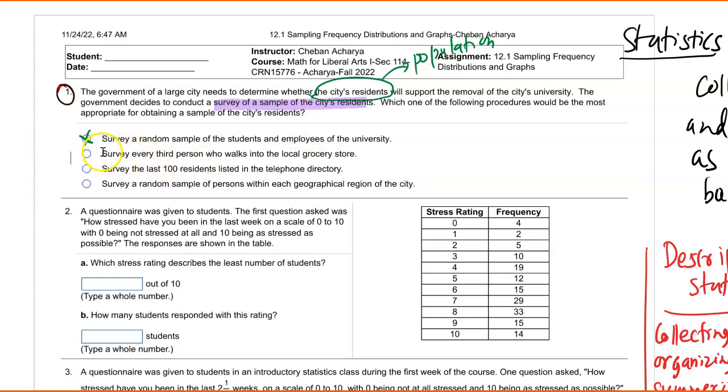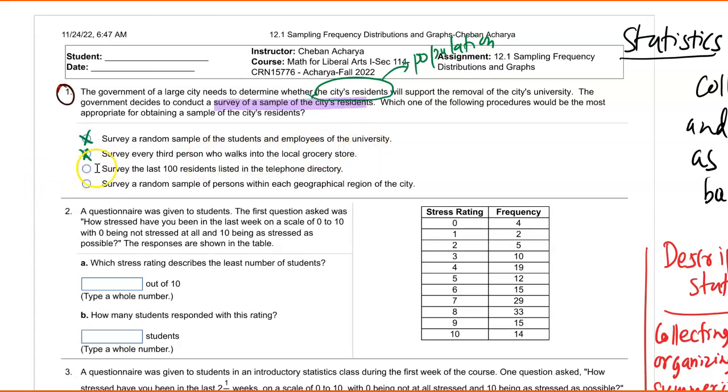Second answer, survey every third person who walks into the local grocery store. That's not going to be random either, because not every type of person walks into a particular local grocery store. We don't even know what kind of grocery store that is. So this is not a random sample either.